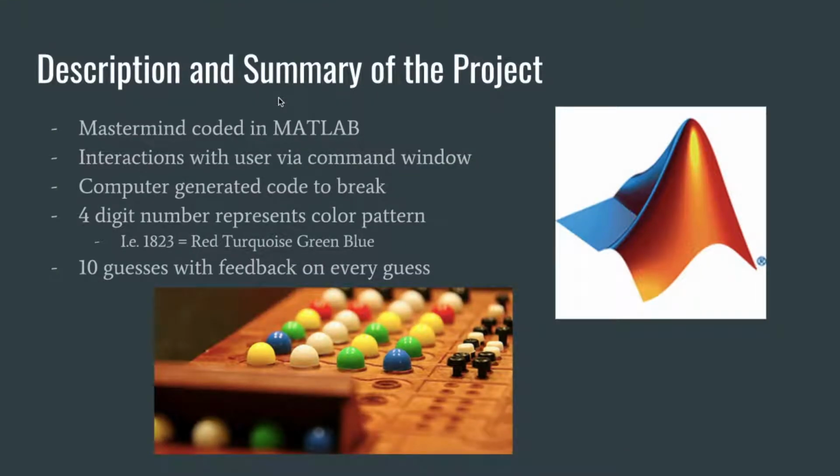We used MATLAB to code the game Mastermind. The user uses the command window for interactions to guess the random string of code that the computer randomly generates. To guess the colors, you put in a string of 4 digits. Each digit has a different color correspondence, and you have 10 guesses, just like the original game, to guess correctly.